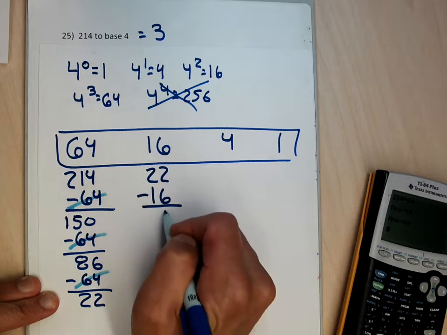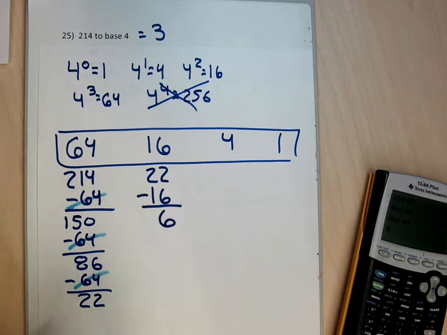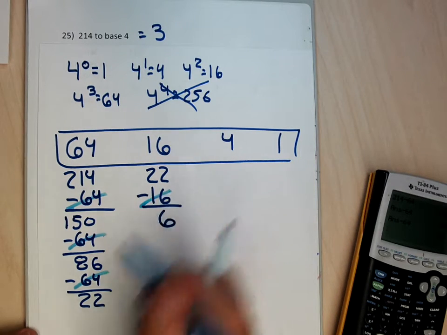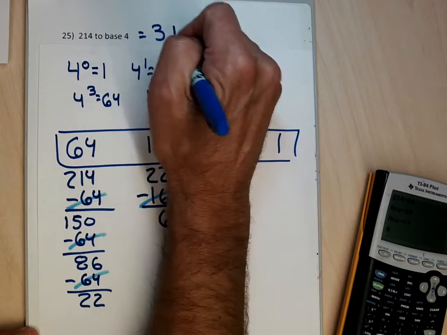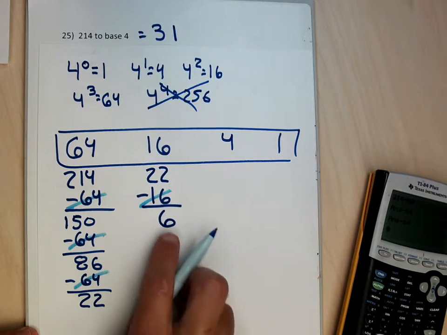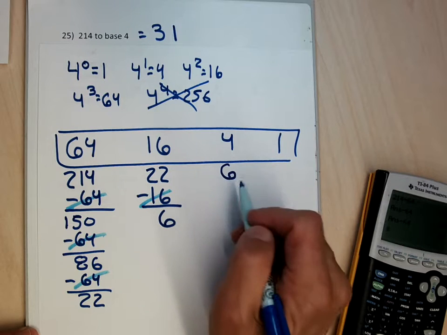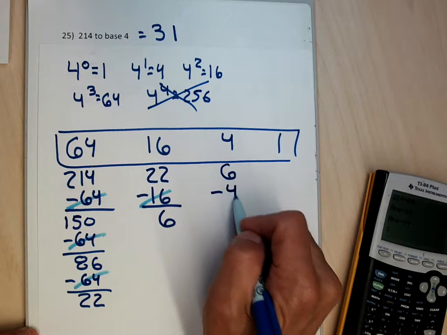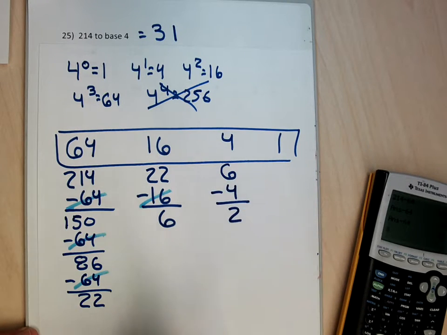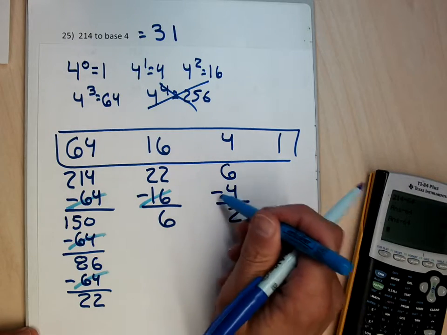22 minus 16 is 6. I can't subtract again because I'm less than 16. I was able to subtract 1 time. I put a 1 in my answer. I carry my remainder of 6 over, and I start subtracting 4. 6 minus 4 is 2. I'm less than 4, so I'm done.